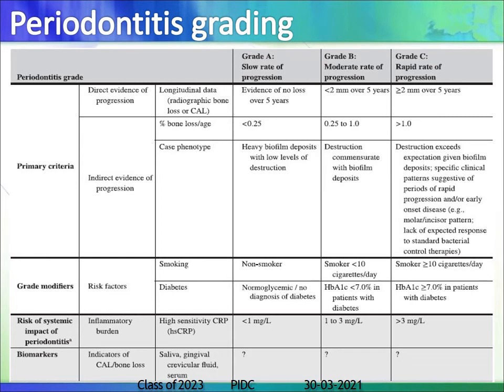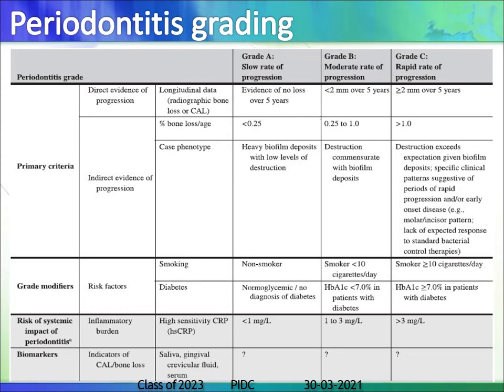Next, coming on to the grading. So the grading is based on the indirect evidence of progression, wherein if there are heavy biofilm deposits with low levels of destruction, you put them under slow rate of progression, grade A. Destruction commensurate with the biofilm deposits is grade B. But if the destruction exceeds the expectations given by biofilm deposits, we put them as grade C.